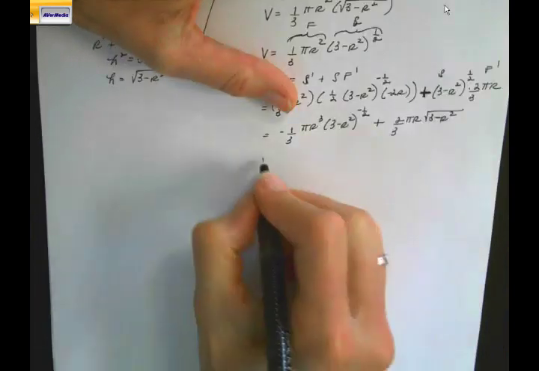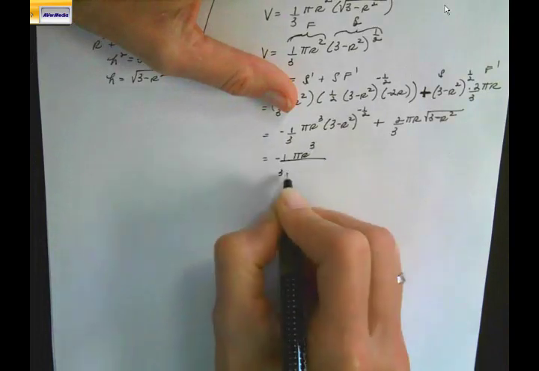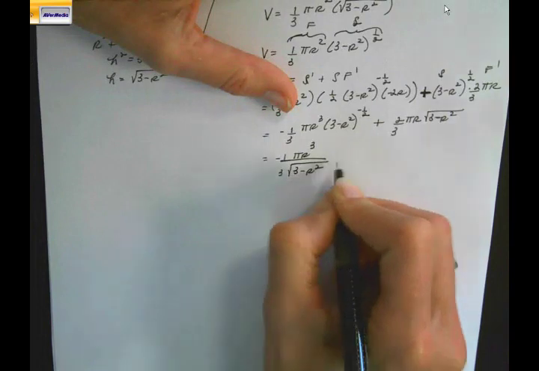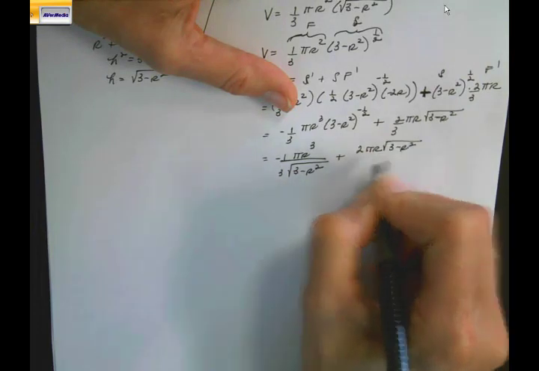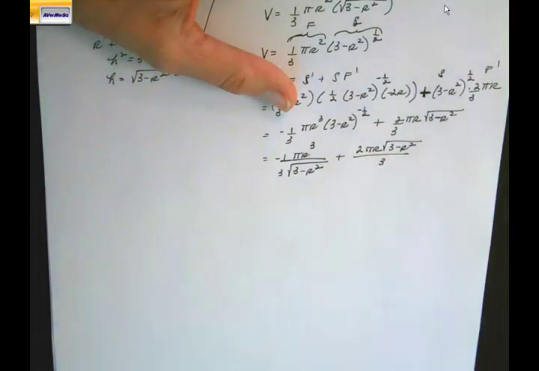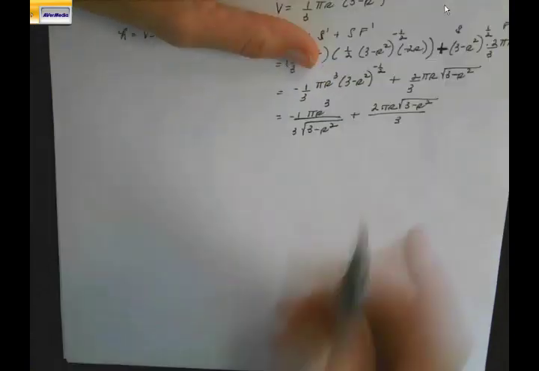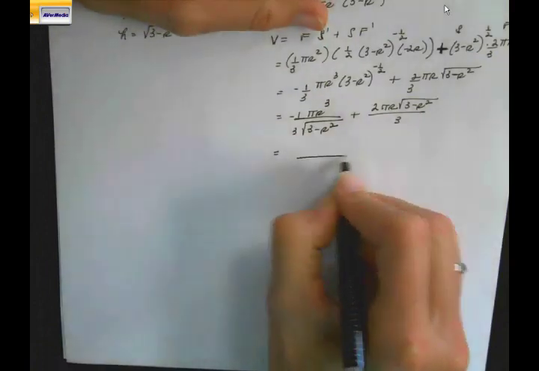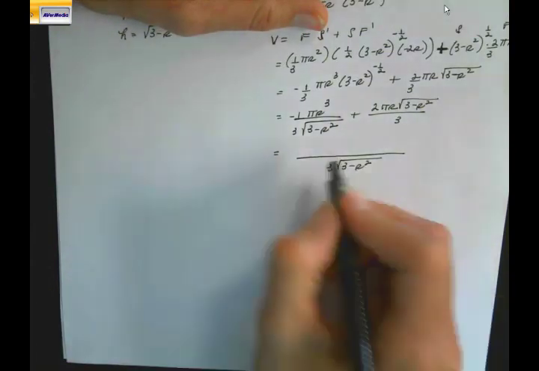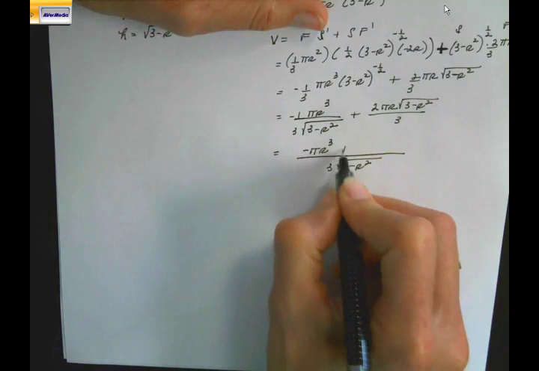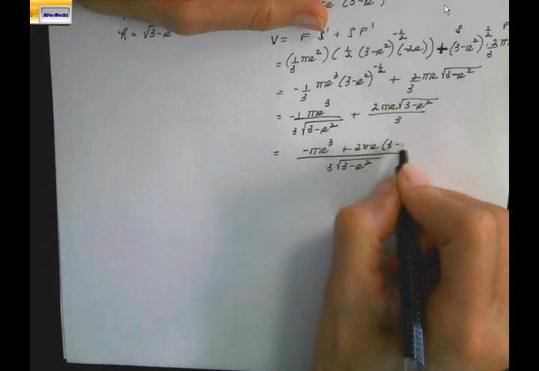Okay, a little bit further. This is a negative 1 pi r cubed over 3 times the square root of 3 minus r squared. We need a common denominator. The common denominator is 3 times the square root of 3 minus r squared. So you're not changing the first fraction, but the second fraction is going to become 2 pi r times 3 minus r squared.